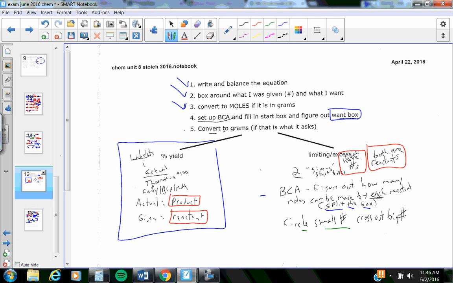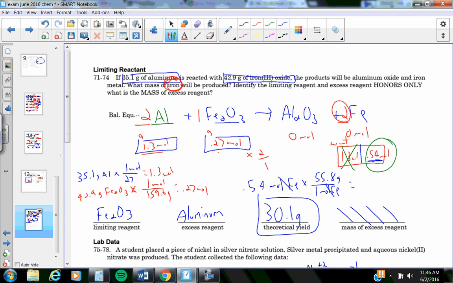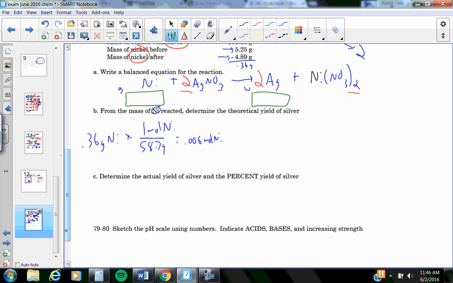Now I'm done with this. I've converted it. I've set up my BCA. I got to fill in my start box and figure out my want box. That's where I'm at now. So my start box is 0.006 moles. When I look at the ingredients, 1 mole of this makes 2 moles of silver, twice as much silver. So 0.006 times 2 over 1 equals 0.012 moles.